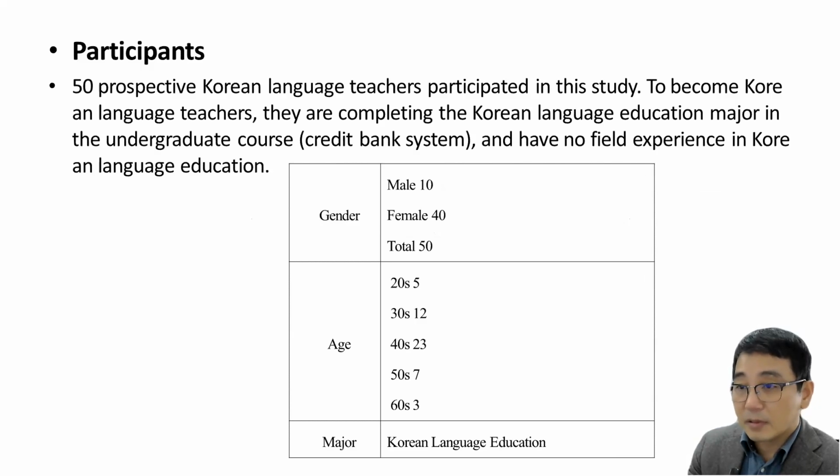Next, participants. 50 prospective Korean language teachers participated in this study. To become Korean language teachers, they are completing the Korean language education major in the undergraduate course. The undergraduate course is under the academic credit bank system, and they have no field experience in Korean language education. The basic information about the study participants is shown in Table 1 below.